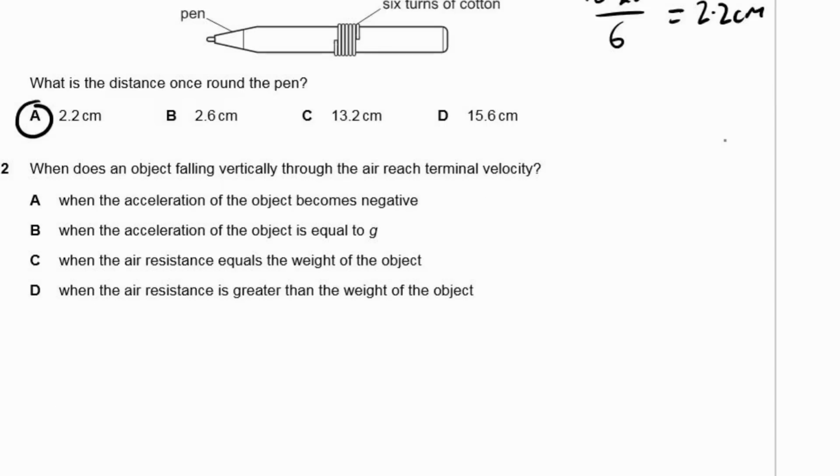When does an object falling vertically through the air reach terminal velocity? Well, when something's falling, we've got the force due to the weight and the force due to air resistance. When those two are equal, there is no resultant force and no more acceleration, so it's reached terminal velocity. So let's see which sentence reflects that.